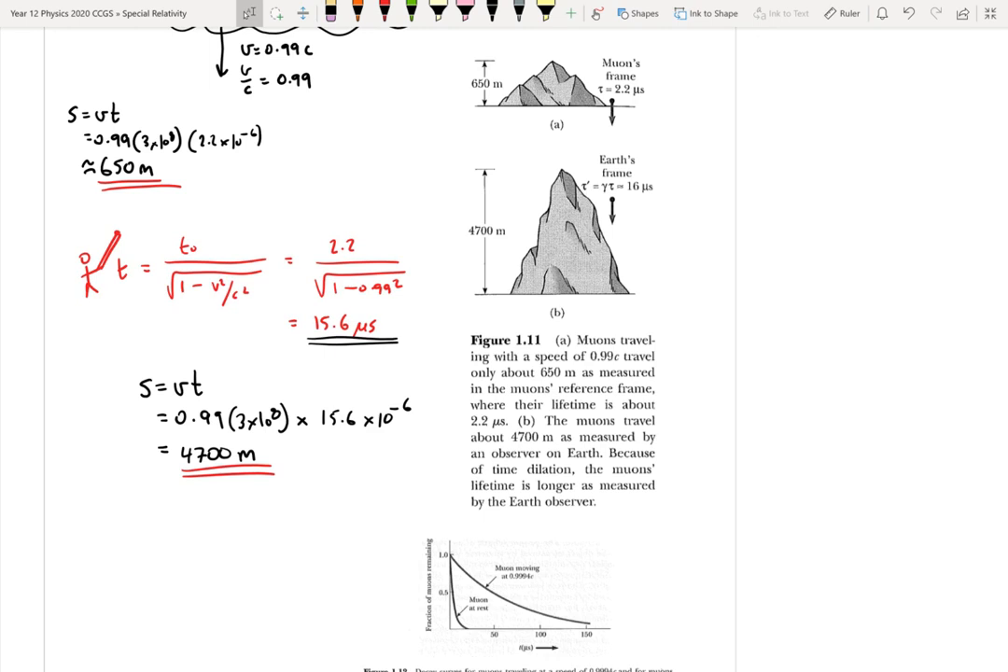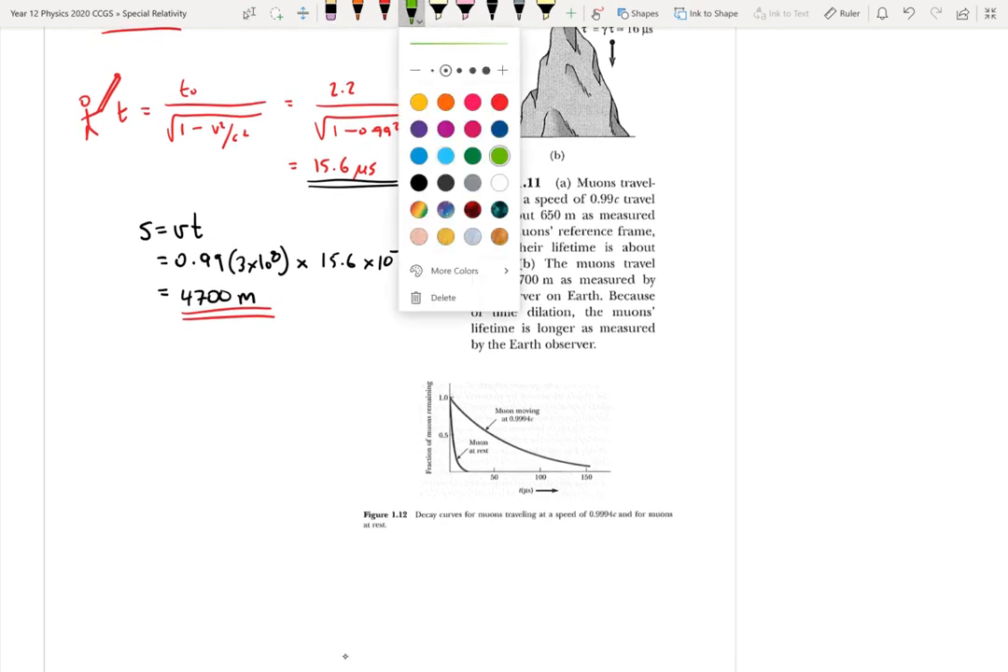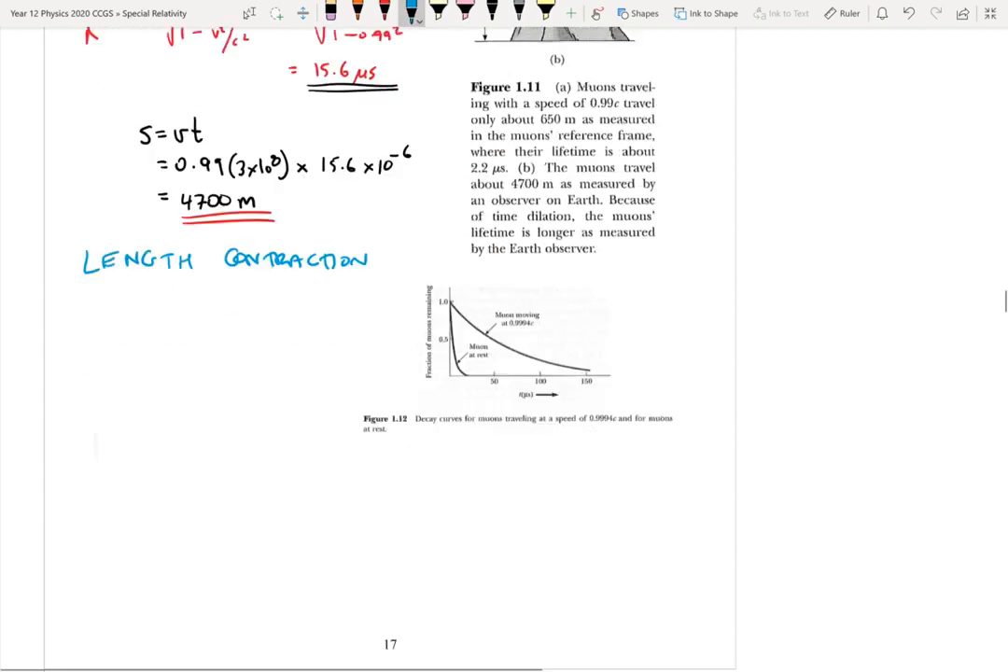So from the muon's perspective, if his time is proper, then the length that he travelled in that time must have been contracted. This is known as length contraction. There is a second equation in your data sheet. We'll just write it here, length contraction. That is a G and an N, length contraction.